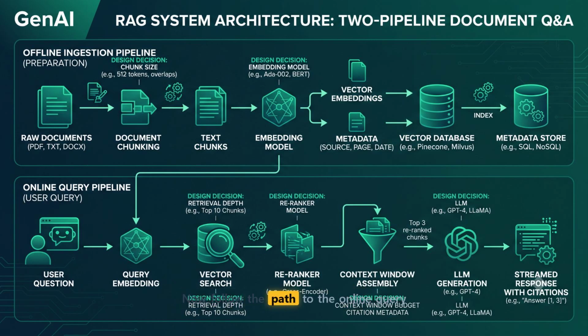Now, follow the path to the online query pipeline at the bottom. When a user asks a question, the same embedding model turns that query into a vector so it can speak the same language as your database. The system performs a similarity search and pulls the top 10 most relevant chunks, but here's the pattern interrupt. That 10:3 ratio isn't random. You pull 10 to give your re-ranker enough high quality material to work with, but you only send 3 to the LLM.